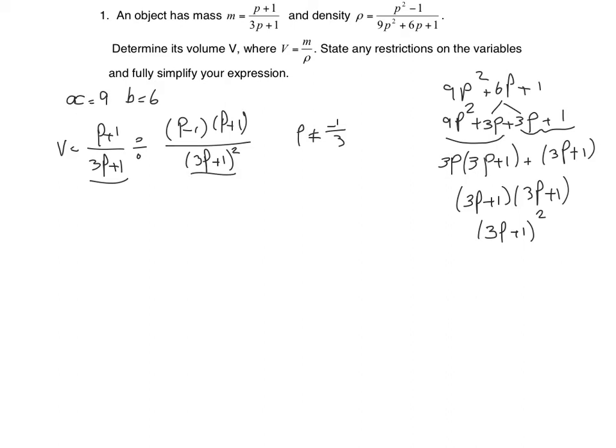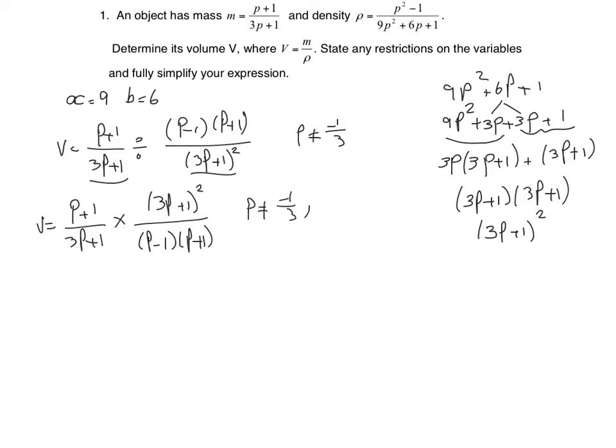Now I can change division to multiplication, so I can write (p plus 1) over (3p plus 1) times (3p plus 1) squared over (p minus 1)(p plus 1), and again p cannot be negative 1 over 3. Now I introduce two new restrictions here. p cannot be 1 and negative 1. Now I can simplify. I can cancel the bottom 3p plus 1 with the numerator, so I'm left with one 3p plus 1, and p plus 1 with p plus 1. So I get v is (3p plus 1) over (p minus 1), and p cannot be equal to negative 1 over 3, 1, and negative 1.